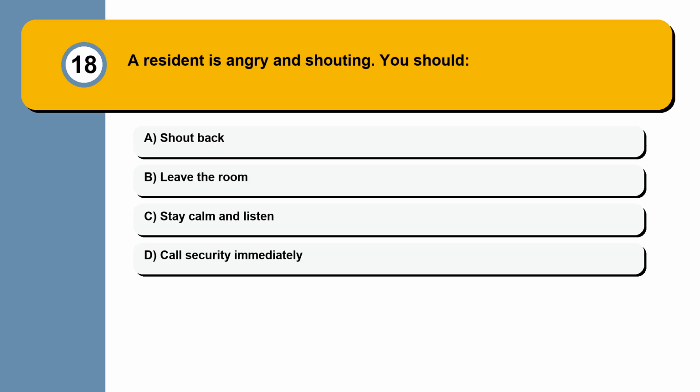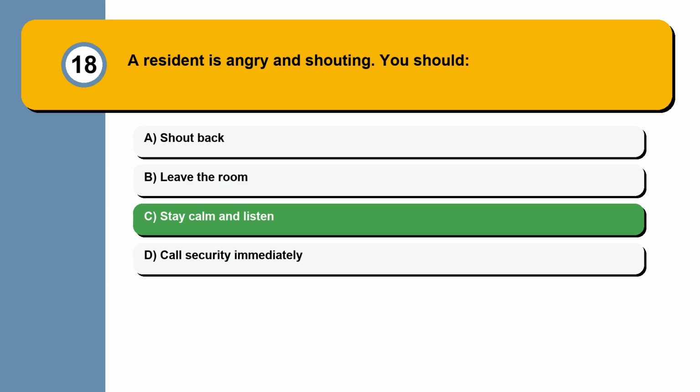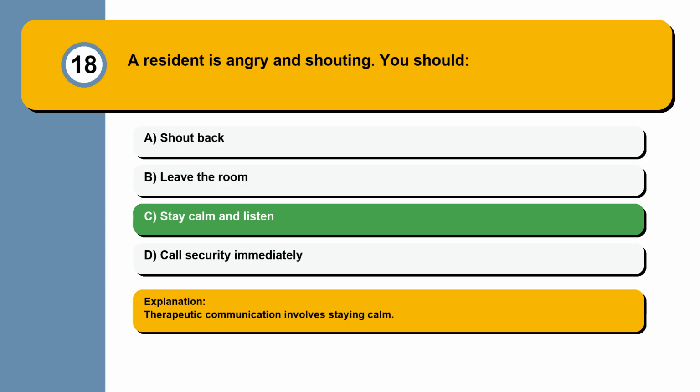Question 18. A resident is angry and shouting. You should: shout back, leave the room, stay calm and listen, call security immediately. Therapeutic communication involves staying calm.